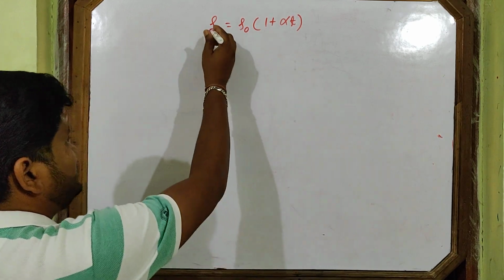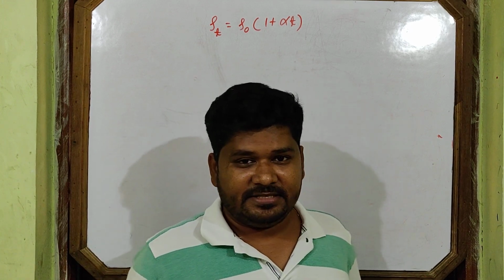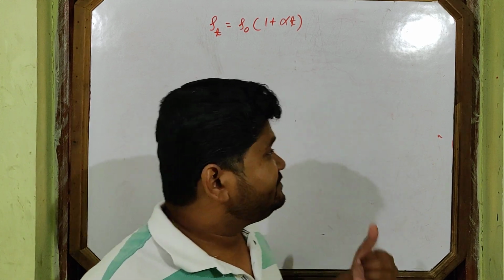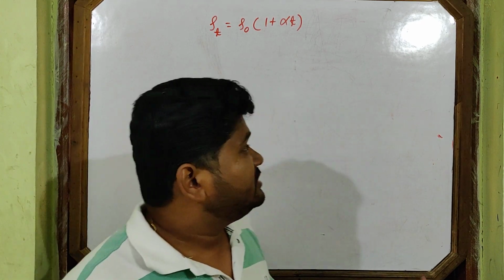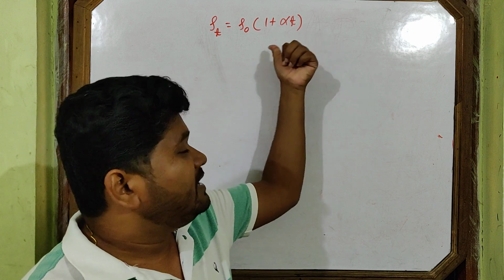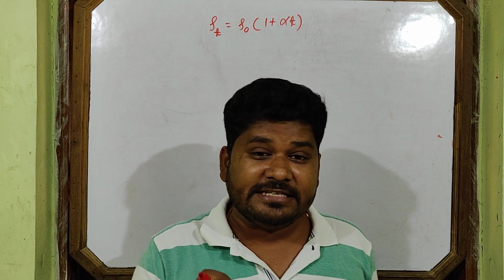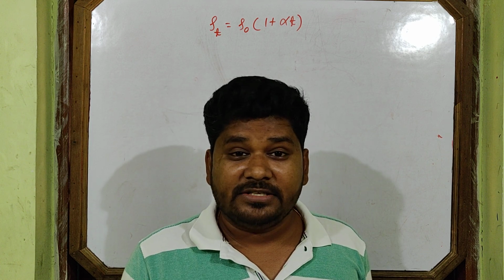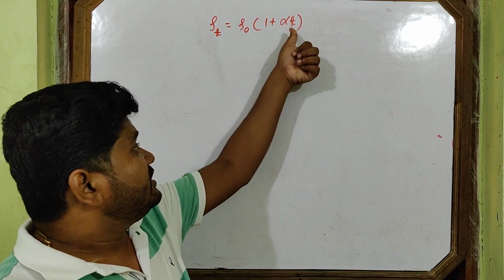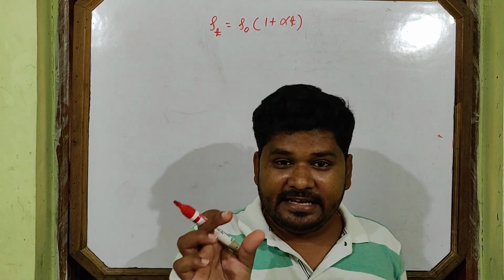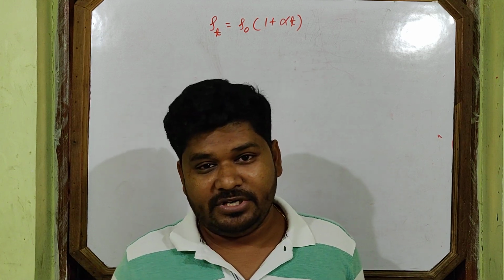So what is rho T? Rho T is the resistivity at T degree Celsius. Rho naught is the resistivity at 0 degree Celsius. And alpha is a constant called the temperature coefficient of resistivity. Then what is T? T is the increase in temperature, the change in temperature.